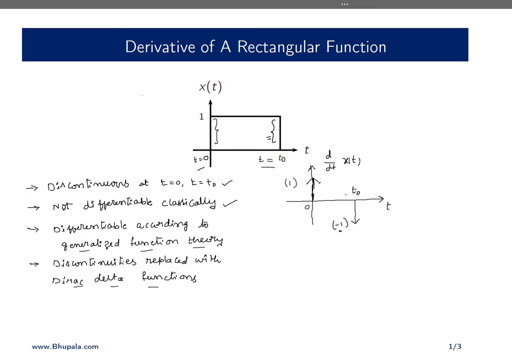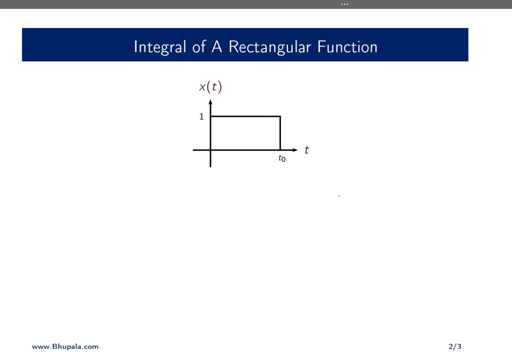Next, let us try to understand how we integrate the rectangular function. For any signal x of t, the integral is defined as y of t equal to the integral from minus infinity to t of x of tau d tau. We call this a running integral.